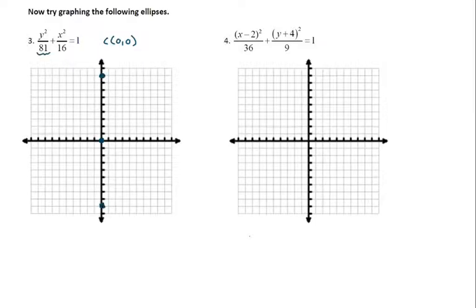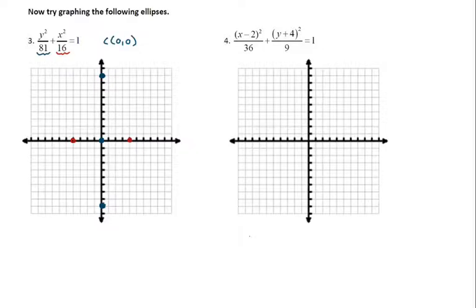Then the denominator of y is 81. Again, I'm going to graph my center, and the denominator of y is 81, which means the square root of 81 is 9, and that will be the distance from the center to the edge of the ellipse vertically, or in the y direction. You can see I plotted my center and plotted a point 9 units above and 9 units below, and that comes directly from the 81 in the denominator of my y term. And then for the x term, the denominator is 16.